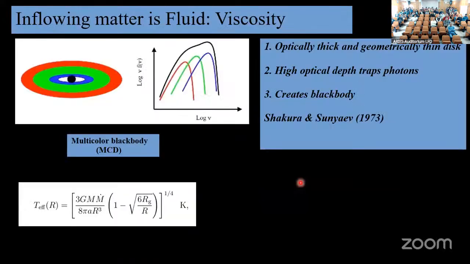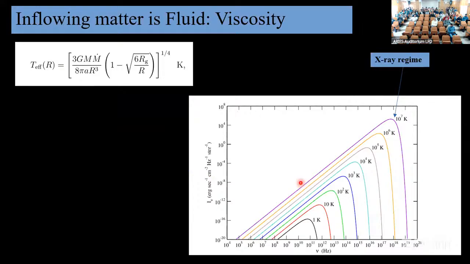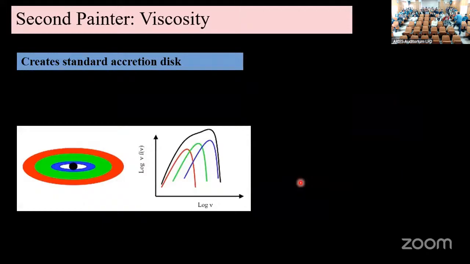So this particular disk will be there for our radiation purposes. Again, you can see in the X-ray regime, you can get this kind of disk. So this is our second painter, viscosity, which creates the accretion disk.